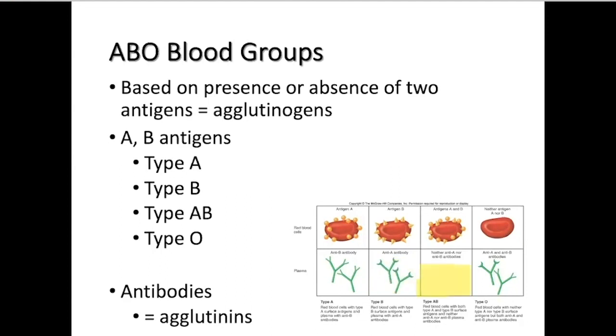If you are type AB, since you have both antigens, you will not have any antibodies. If you are type O, since you do not have any of the antigens A or B, you will have antibodies for both anti-A and anti-B.